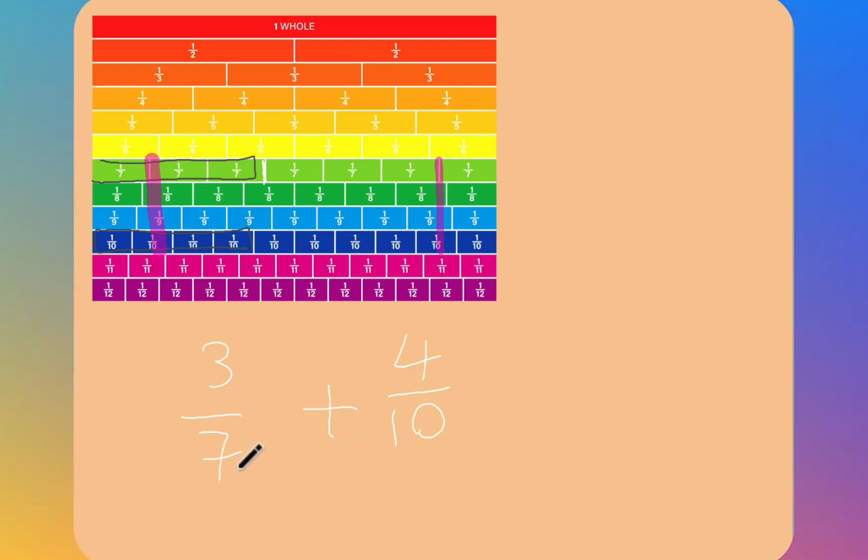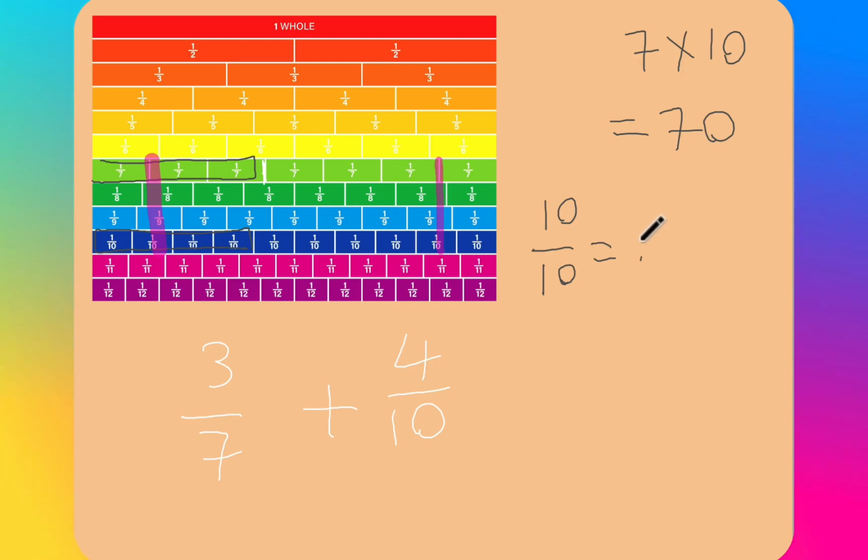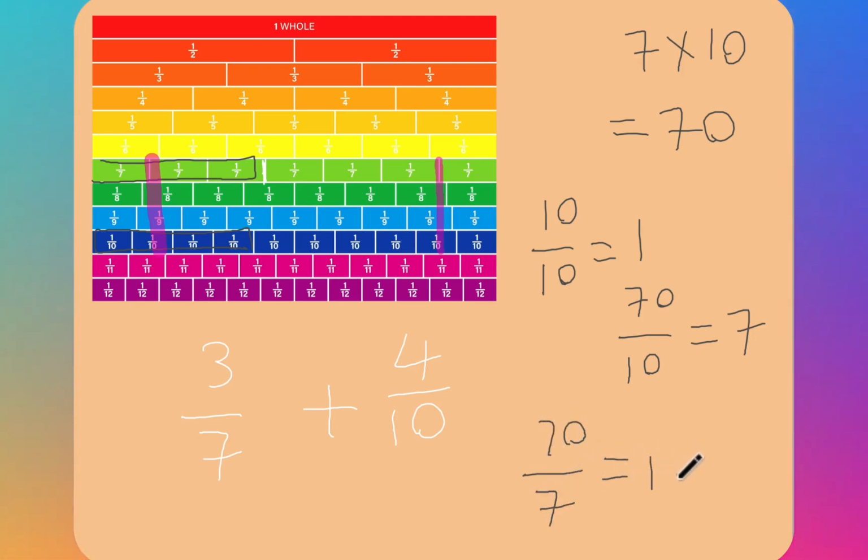So we need to find out what their equivalent part is. So we know that 7 multiplied by 10 equals 70. And if we find out that 10 parts of 10 equals 1, then 70 parts of 10 would equal 7. And if we had 70 parts of 7, we would know that that is actually 10. So as you can see, we can actually have 70 parts of 7 just like a mixed fraction, because 7 goes into 70 10 times and 10 goes into 70 7 times. So we can use this to help us.